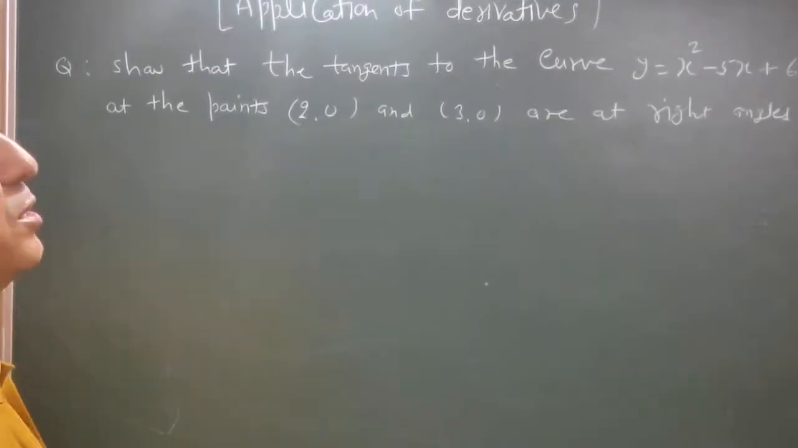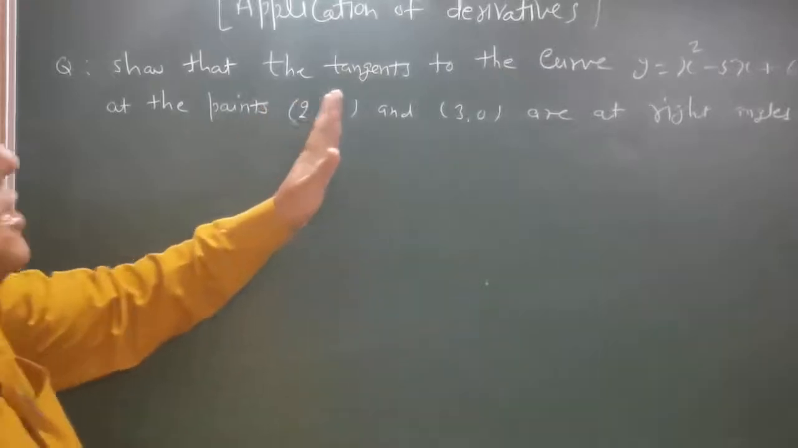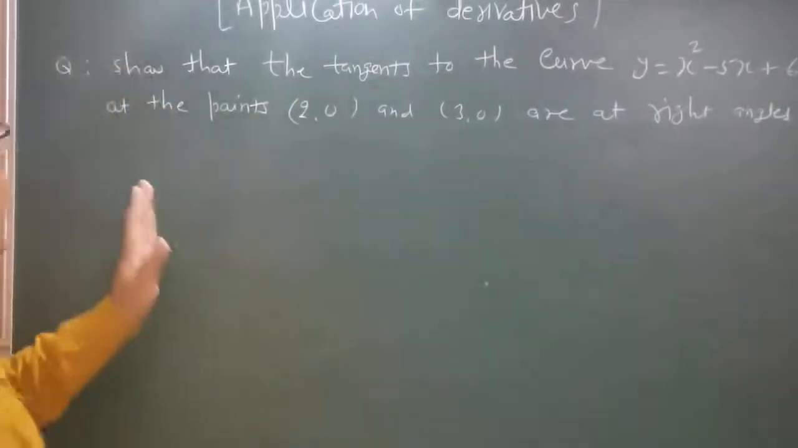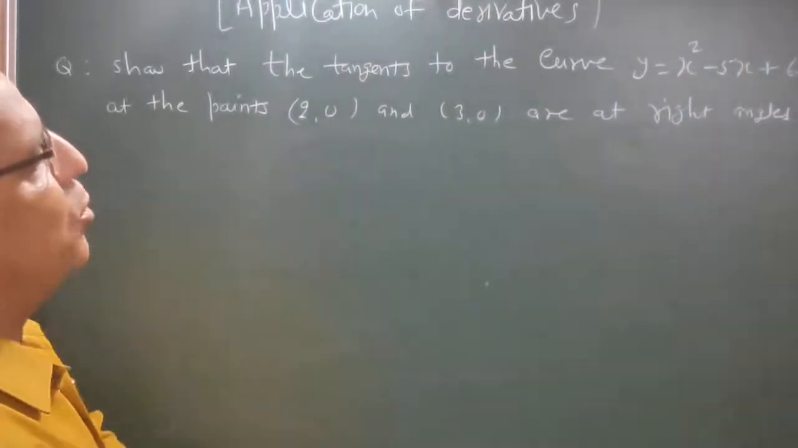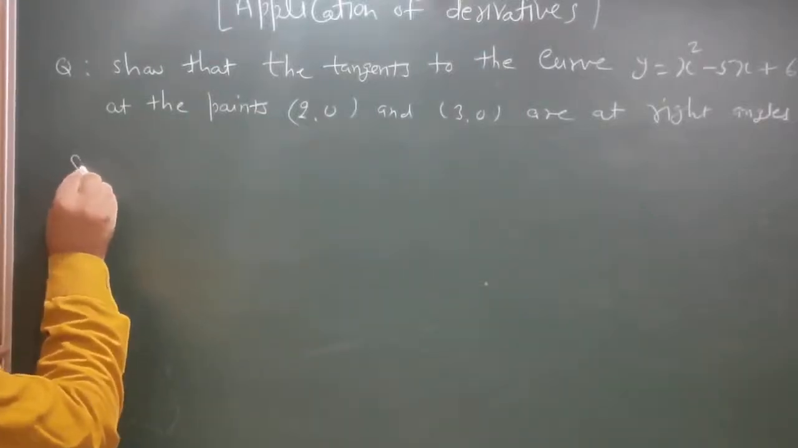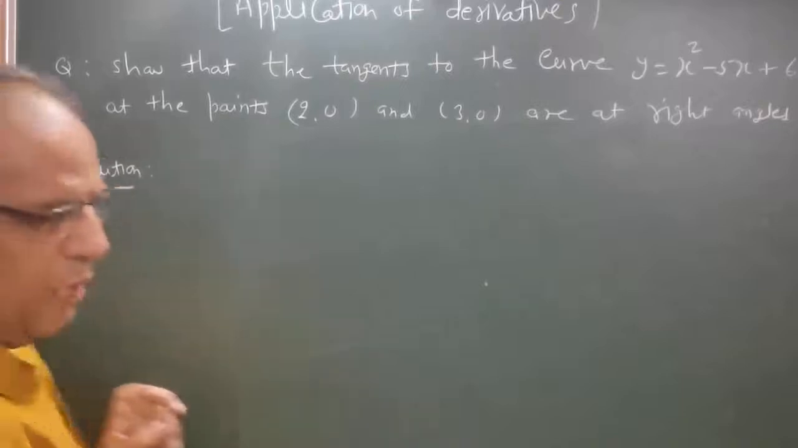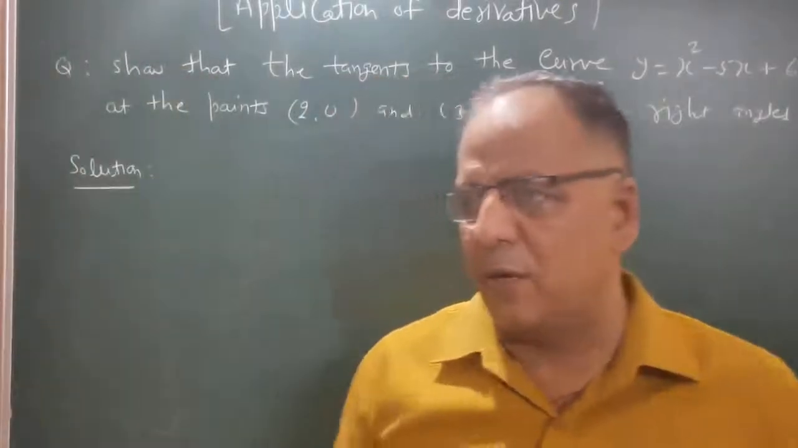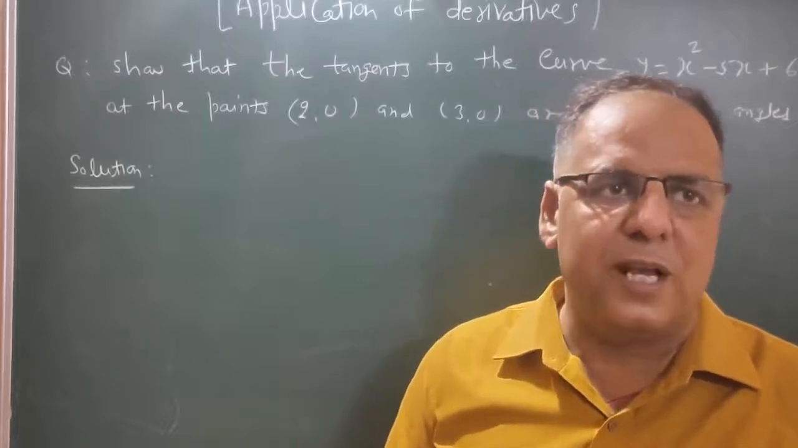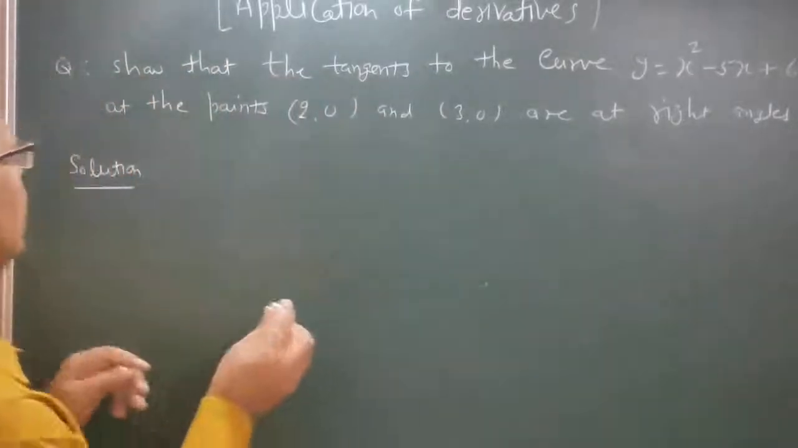One more important question, which is also a CBSE board examination question. Show that the tangents to the curve y equal to x square minus 5x plus 6 at the points 2, 0 and 3, 0 are at right angles. We know that if two lines are perpendicular, then the product of the slopes of these lines is always equal to minus 1. So this is the concept for solving this type of question.